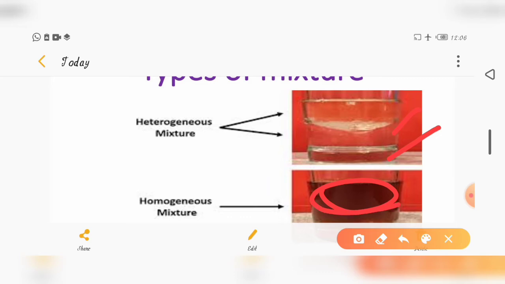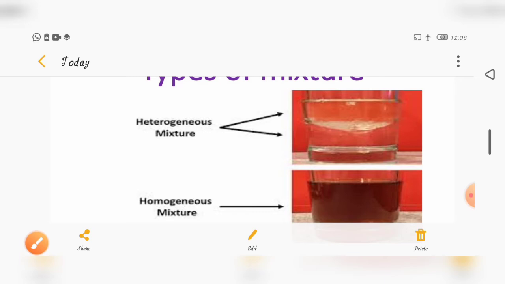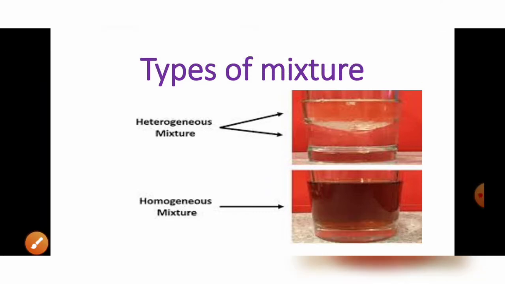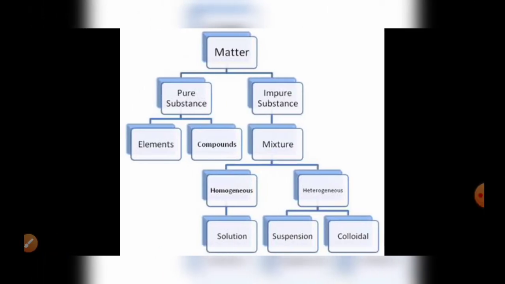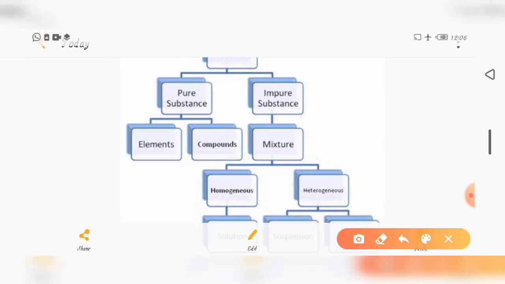So in homogeneous there is only one phase presented, but in heterogeneous two types of phases are presented. It can be distinguished by the normal eye. Okay, next, matter can be classified. Already we saw that one. You know now the mixture.